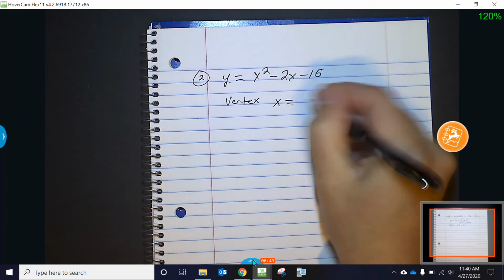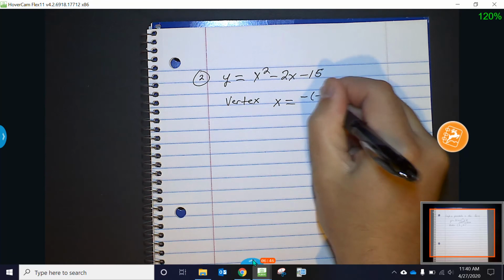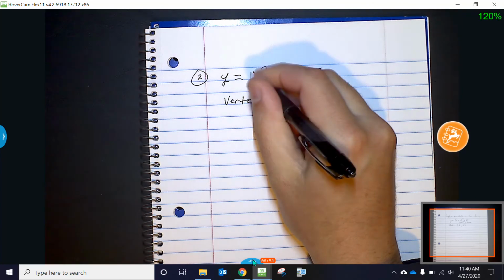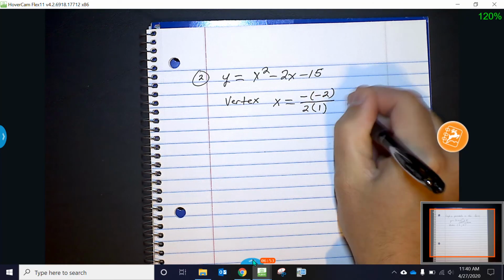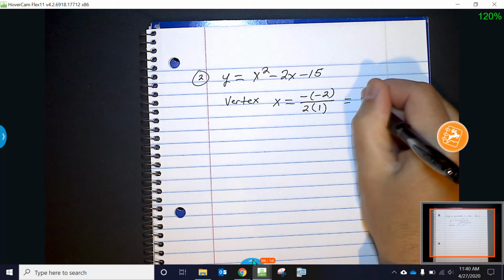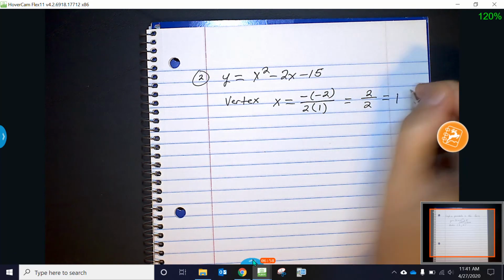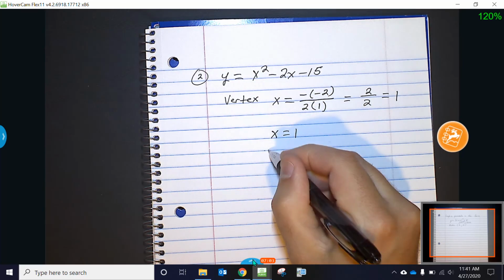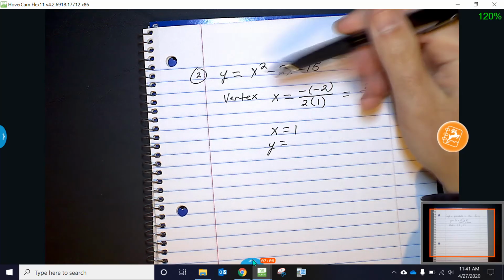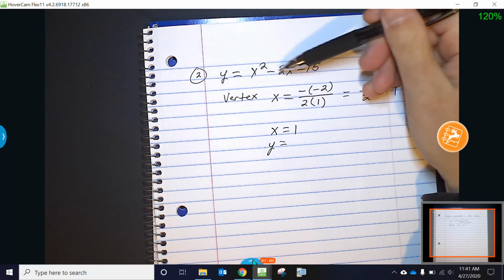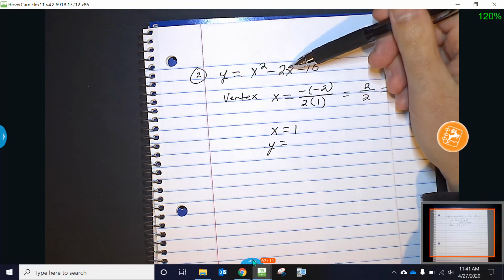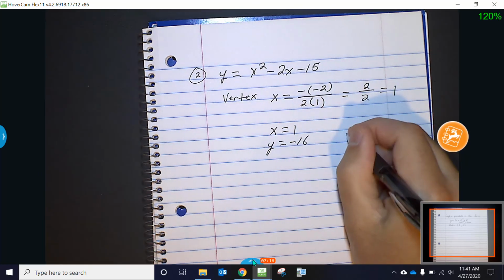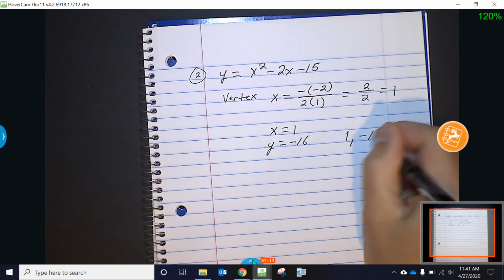So x equals negative b, so it's the opposite of -2, over 2 times... I shortcutted that last problem. What's our a term? What's in front of the x squared? A 1. So we get 2 over 2, and this one is 1. So our x value equals 1. Now we're going to plug that back into the original for the x's. So 1 squared is 1, minus 2 times 1, so minus 2 is -1, minus 15 is -16. So our vertex is 1, -16.